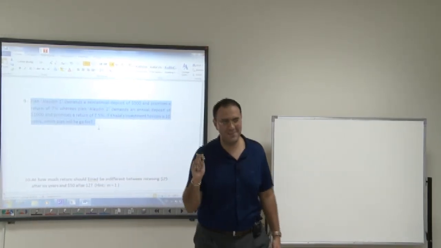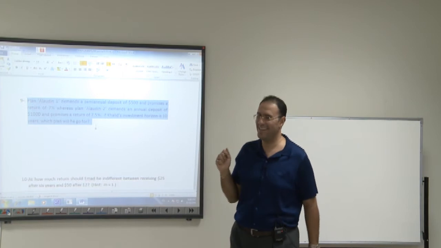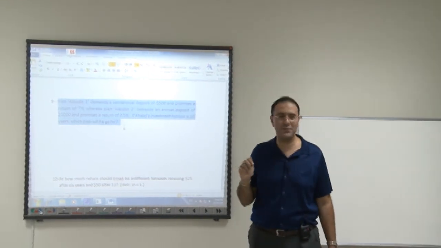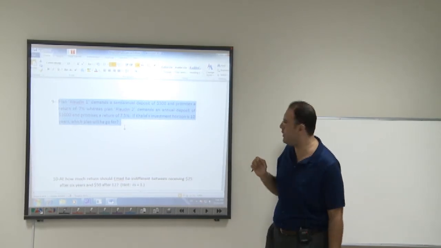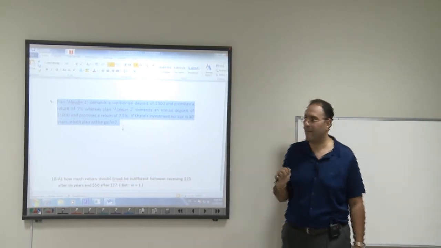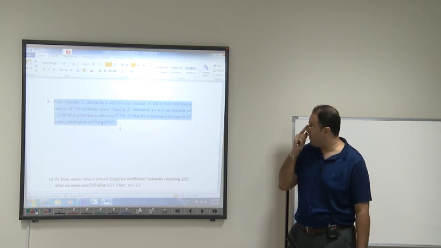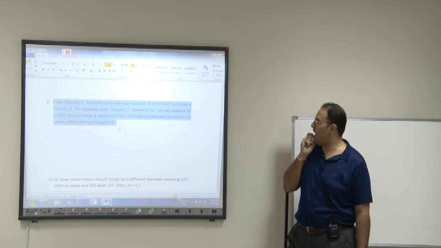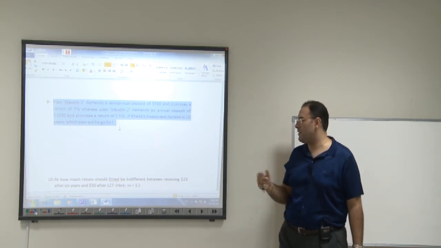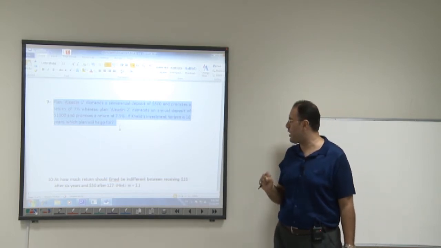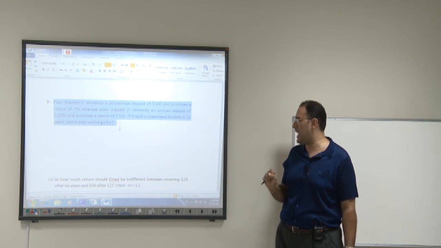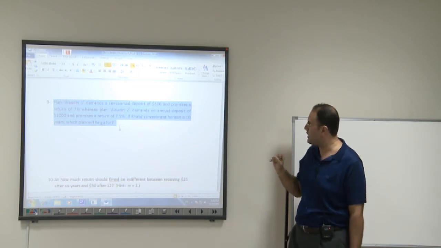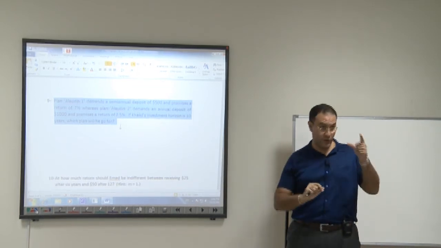So the 9th problem, what should we do here? What are we going to be solving for? Well, we have 2 plans, and we're going to be going for the better plan. So which plan are we going to be going for? We have to find out. And what are we going to be solving for? We're going to be solving for F10, exactly.